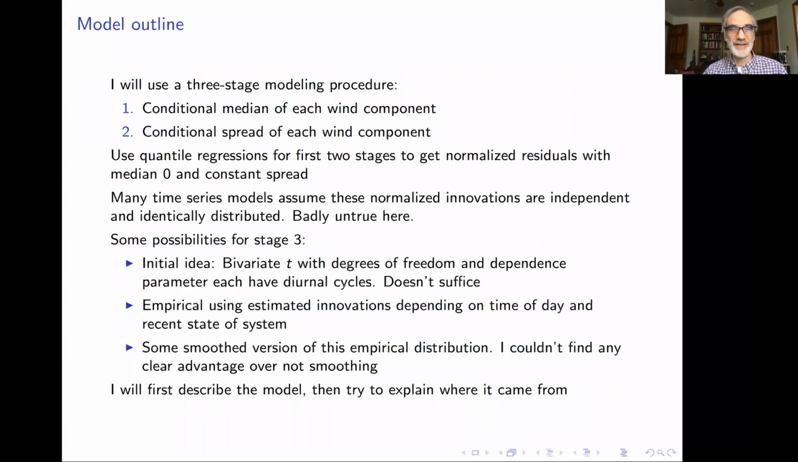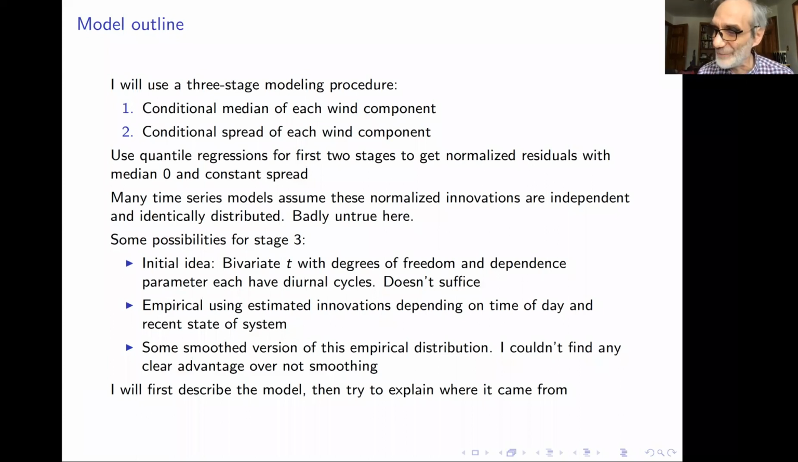So what is my model? I'm going to model in 3 stages. I'm going to first model the conditional median of each wind component, then remove those conditional medians to have a kind of residual series, and then model the conditional spreads of each wind component. I'm going to use quantile regressions for this procedure.